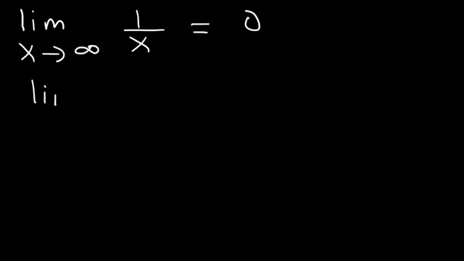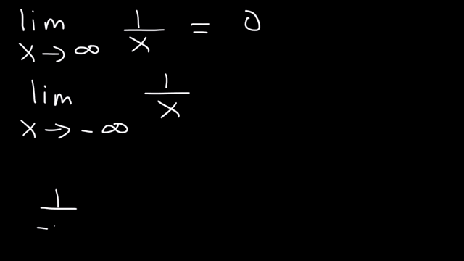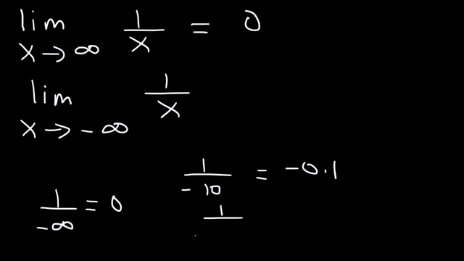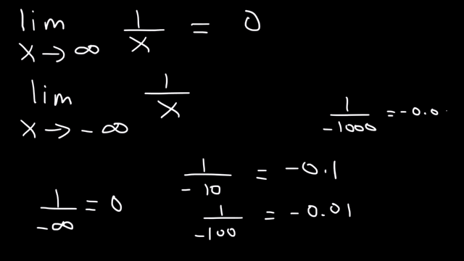Now what about the limit as x approaches negative infinity of 1 over x? 1 divided by negative infinity will still be 0. If you divide 1 by negative 10, this would be negative 0.1. If you divide 1 by negative 100, you get negative 0.01. And if you divide it by negative 1,000, you get negative 0.001.